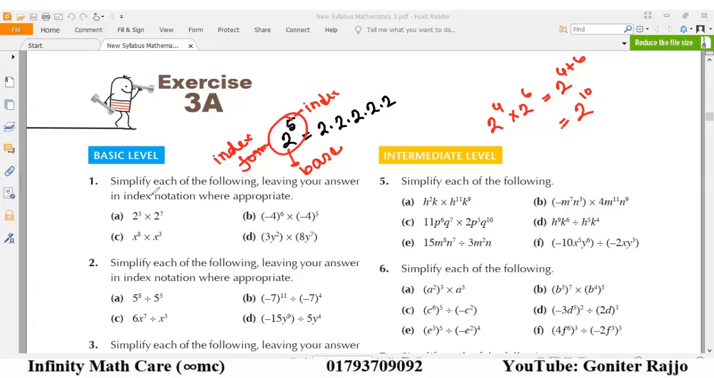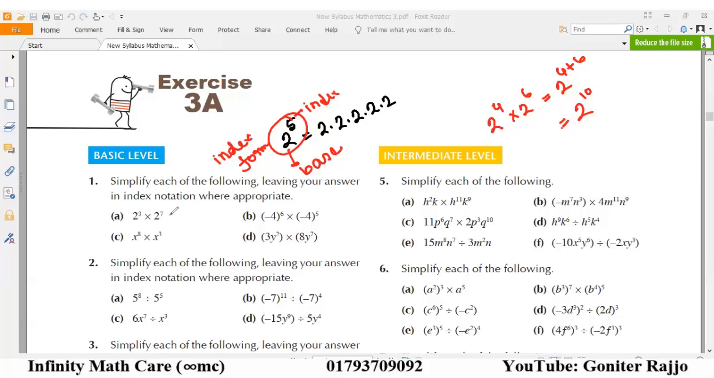If we look at number 1, just read the question properly. It says simplify each of the following, leaving your answer in index notation where appropriate. That means we have to leave our answer in index notation. Here 2 and 2, the bases are the same, so we'll just add the powers. Number B, same thing. Number C, same thing. Number D, also same thing.